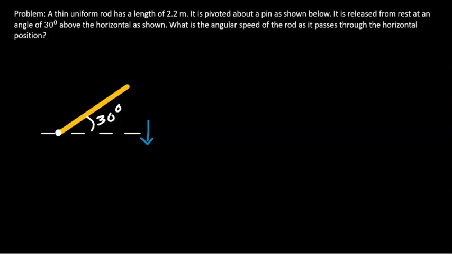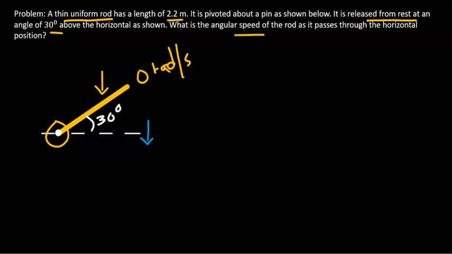Problem 3. A thin uniform rod has a length of 2.2 meters, so that is this rod. It is pivoted about a pin as shown below, so the pin is right there. The axis of rotation is coming out of the plane. It is released from rest at an angle of 30 degrees above the horizontal as shown. So at this point, the angular speed is 0 radian per second.